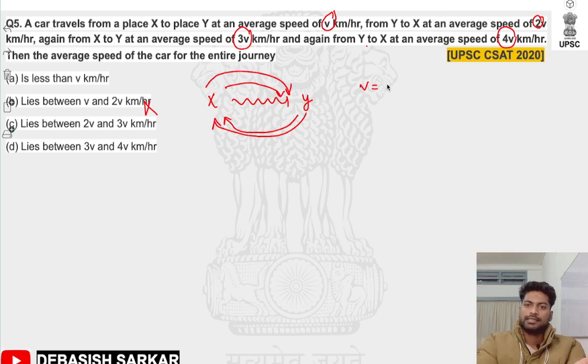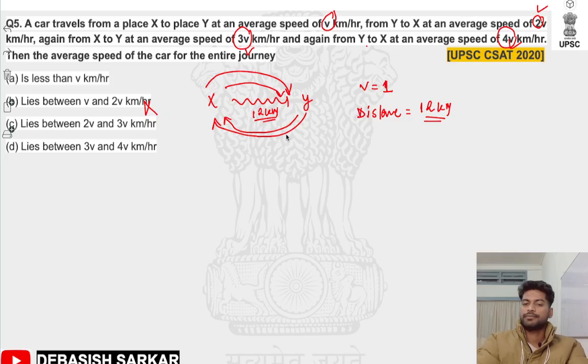अच्छा चलो, let's take V as 1, just assume V is 1 and the distance भी ले लो. Distance, take a number that can be divisible by 2, 3 and 4, okay, to ease the calculation. So I can say distance ले लो 12 km. So think the distance is 12 km.